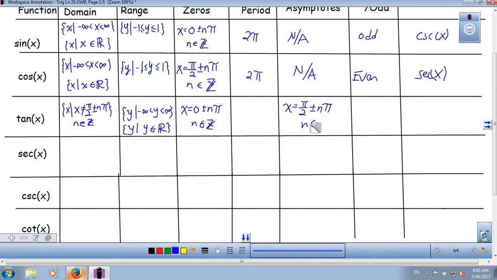The reason the domain excluded the zeros of cosine is because tangent is sine divided by cosine. This is a very fundamental fact that we need to know. Tangent is the ratio of sine and cosine. So when cosine is equal to 0, tangent is undefined. Now the period is actually pi.